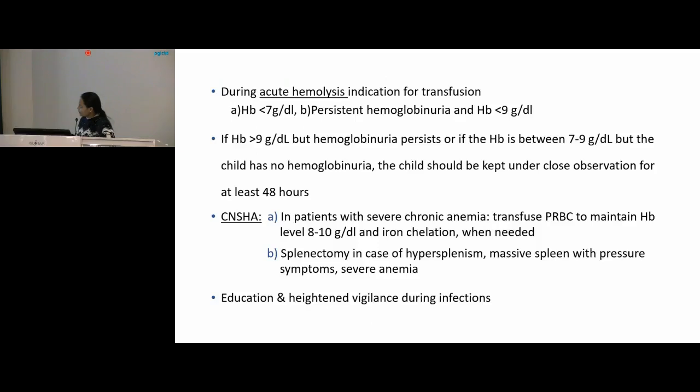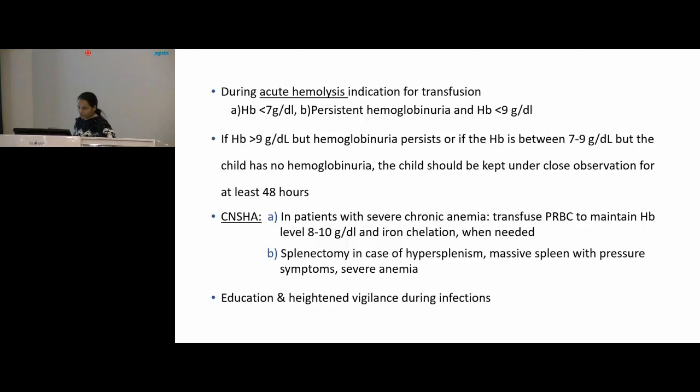Then another rare presentation is chronic non-spherocytic hemolytic anemia. They present with chronic anemia, and sometimes we need to give them blood transfusions to maintain hemoglobin levels for proper growth. In severe cases, a splenectomy can be done for hypersplenism or a massive spleen, which can happen in this particular presentation. So the most important thing in acute hemolysis is to transfuse and observe the child. Only when the child is stabilized, after 48 to 72 hours, do you discharge. And then you have to treat the underlying condition.